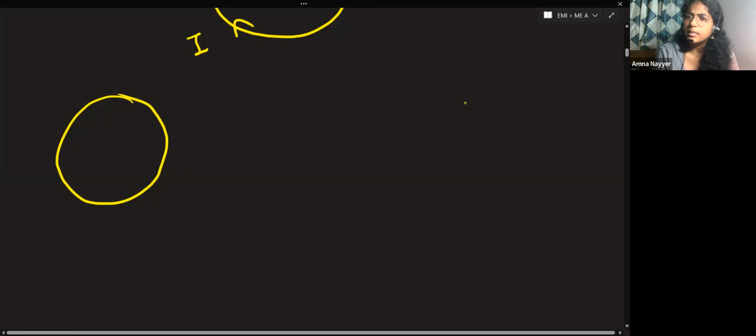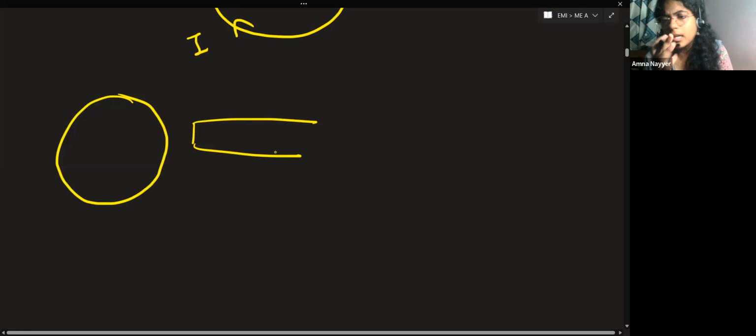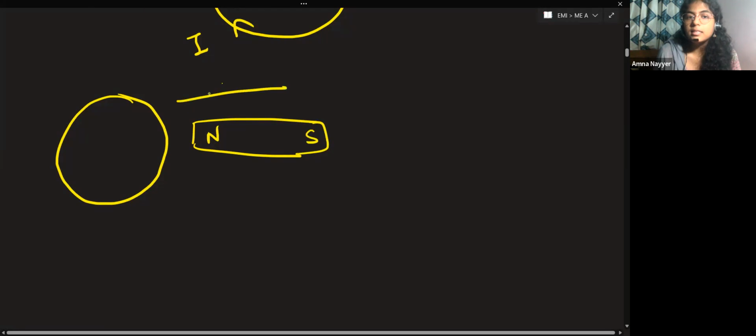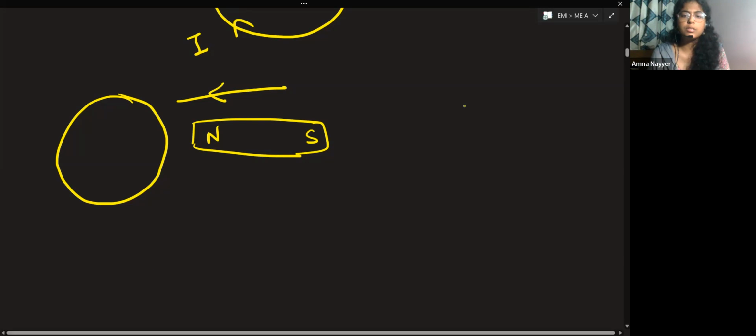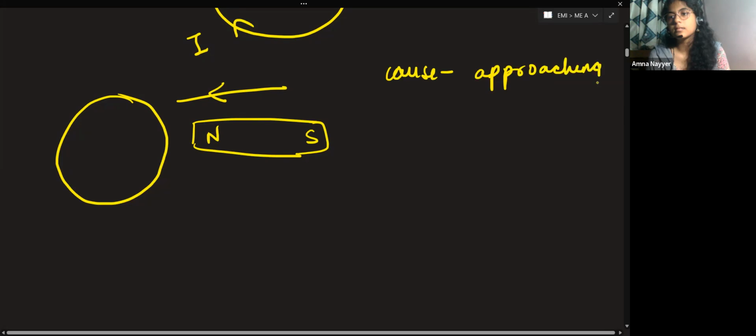Let's say a circular coil is there and a bar magnet is there. The bar magnet has polarity, north pole is there, let's say this end is the south pole, and this is moving towards the coil. So what's the cause right now? The cause is the approaching bar magnet, with which polarity? North pole.